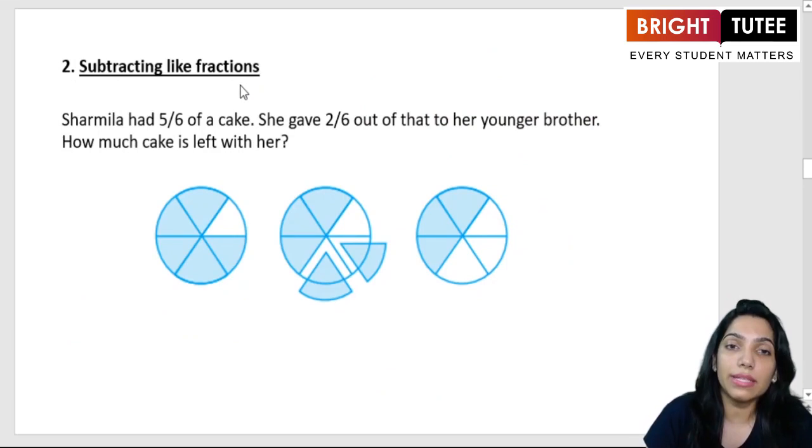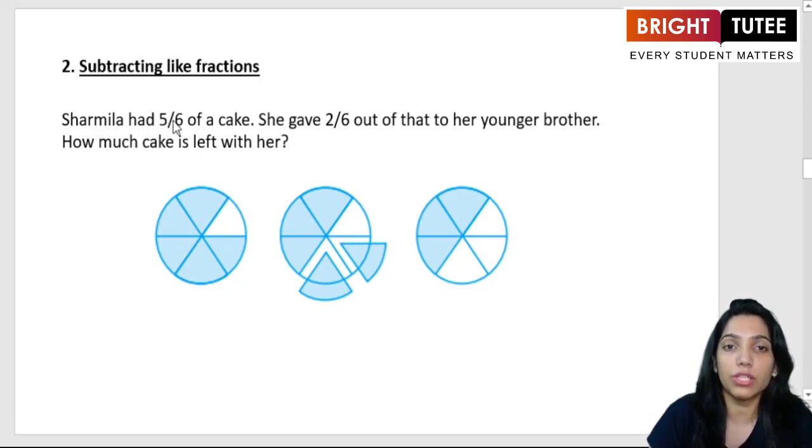So how we did the addition, we are going to follow the same method in subtraction. Just the difference is that now we are going to find the difference between the numerators. Let's read the question. It says Sharmila had 5 over 6 of a cake. She gave 2 over 6 out of that to her younger brother. How much cake is left with her? I hope the question is clear.